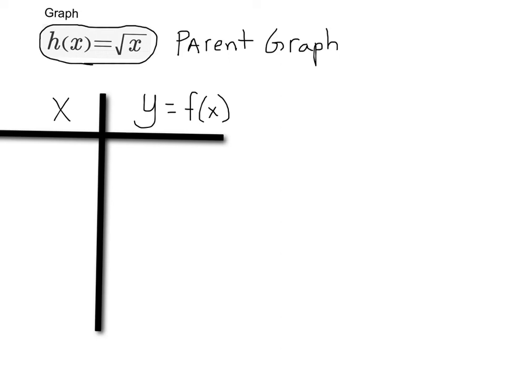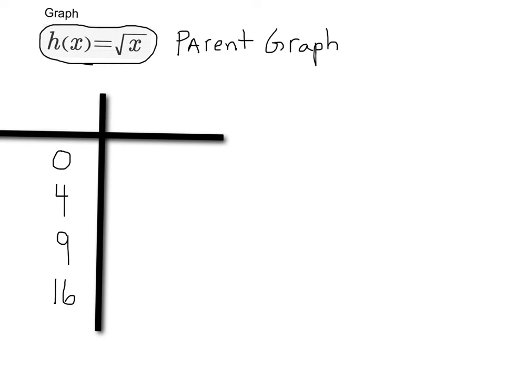Okay, so let's pick some inputs. Since I am going to be taking the square root of the inputs, I want to pick inputs that are easy to take the square root of. So why don't we start with 0, and then let's take the square root of 4, the square root of 9, and the square root of 16.